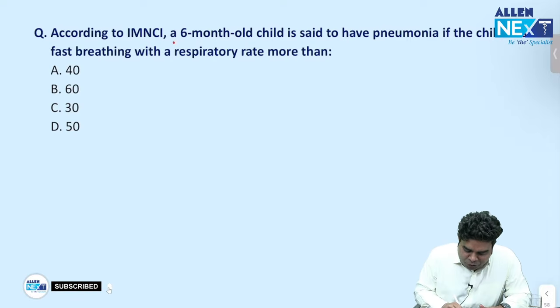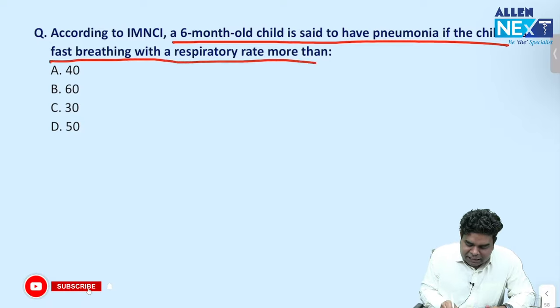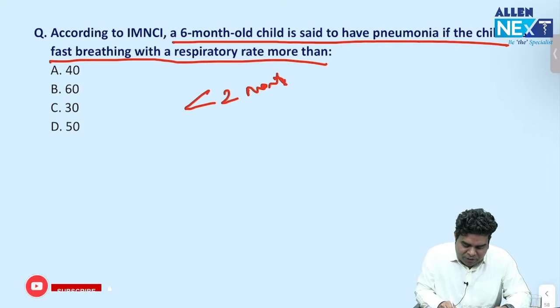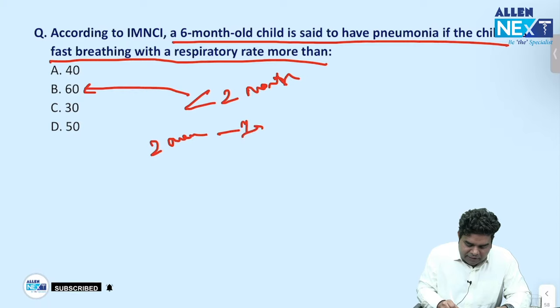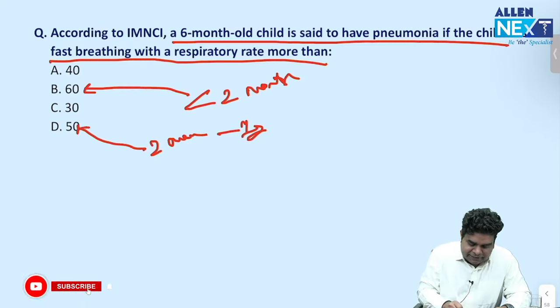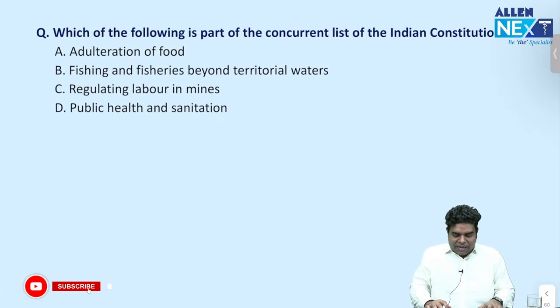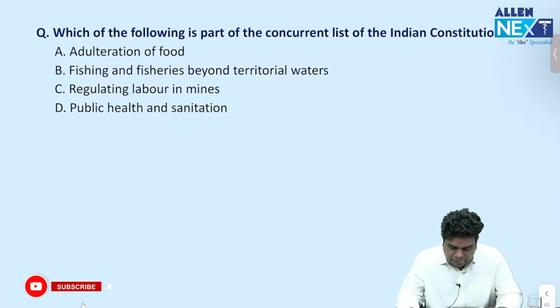A 6-month old child is said to have pneumonia if the child has fast breathing with a respiratory rate more than... So I discussed it already. Less than 2 months, 60. 2 months to 1 year, 50. And this is 6 months, so the answer will be 50. Okay. Next question. And if it is more than 1 year, more than 40 will be fast breathing.